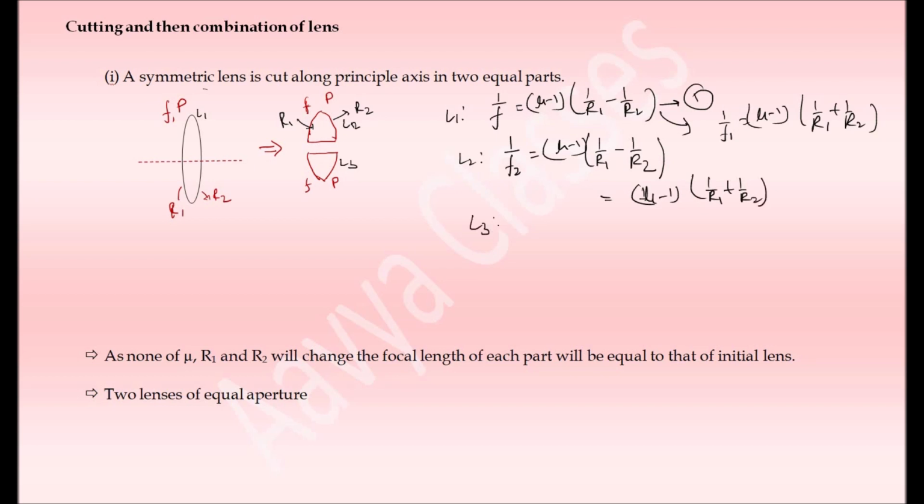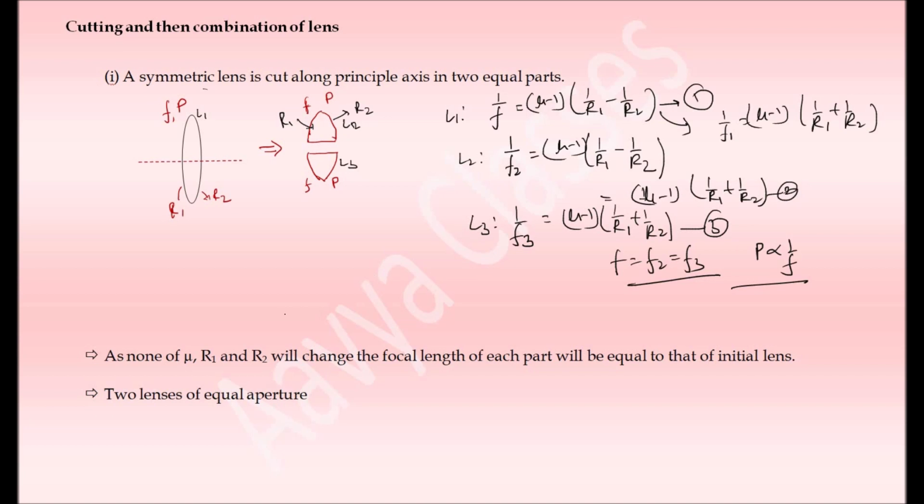Similarly, if you calculate for lens L3, and its focal length is f3, then 1 by f3 is equal to (mu minus 1) times (1 by r1 plus 1 by r2). So if you compare equations 1, 2 and 3, then clearly f is equal to f2 is equal to f3. That is, the focal length of the cut lens and the original lens are the same. As we know that power is inversely proportional to focal length, the power will also be the same. None of the refractive index mu, r1 and r2 will change, so the focal length of each part will be equal to that of the initial lens.